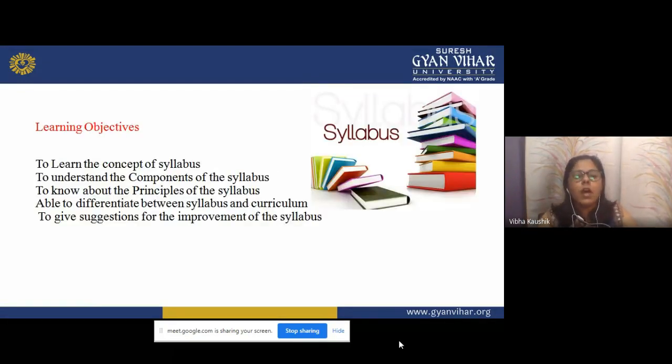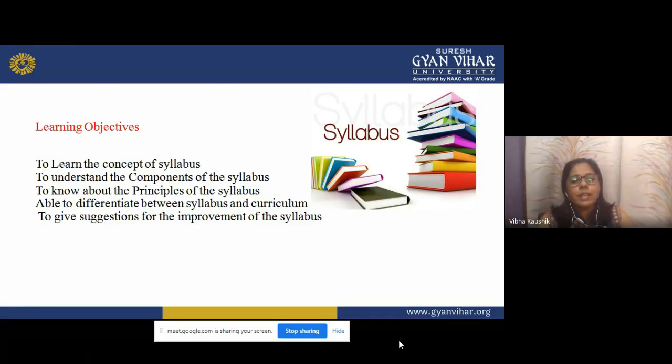Now, these are the learning objectives related to today's topic. The first one is to learn the concept of syllabus, which means you will be able to define the term syllabus in your own words. To understand the components of the syllabus, what are the different components of the syllabus? To know about the principles of the syllabus, the principles on which a syllabus has been established.